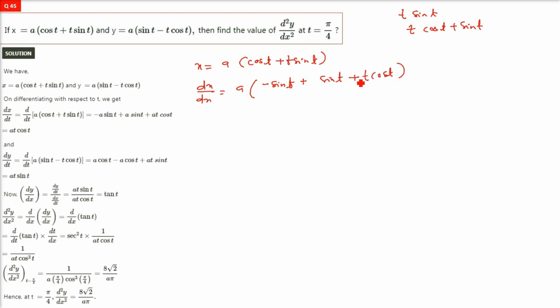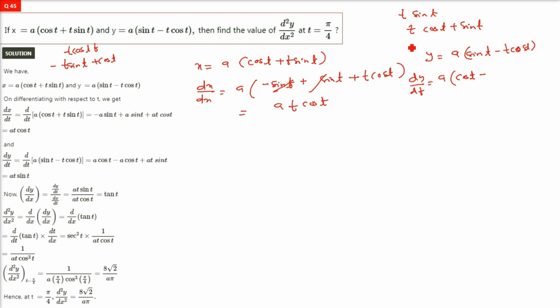Now sin t gets cancelled. We have t cos t. So a into t cos t, dx by dt is going to be this one, a t cos t. Now next one is dy by dt we have to find out. So y is a multiplied by sin t minus t cos t. dy by dt equals a, sin t is cos t, minus t cos t. This is t cos t, derivative is minus sin t plus cos t, t differentiation is 1. So you have minus t sin t plus cos t, but since it has a negative outside, it will be t sin t minus cos t.